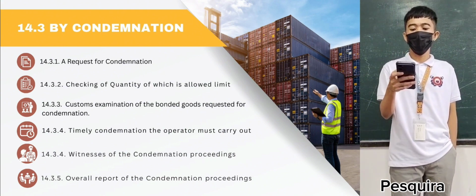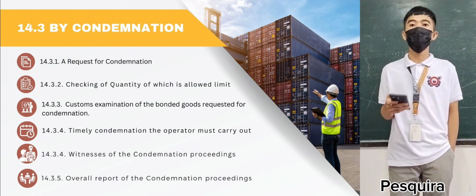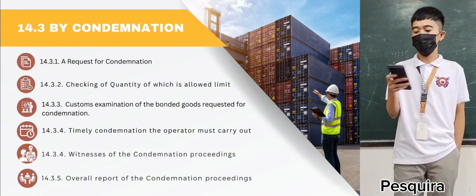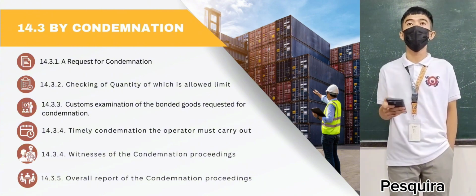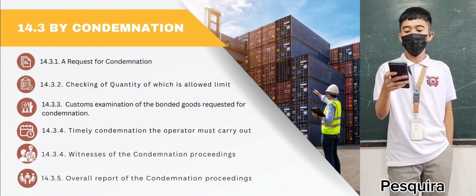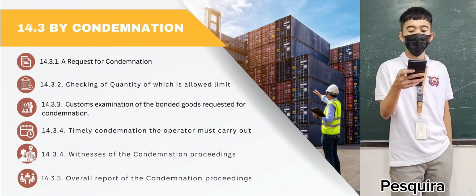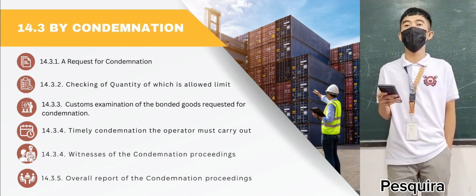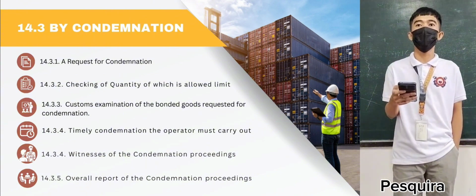So there are witnesses to the proceedings. The condemnation process must be witnessed by the assigned warehouseman, representatives from the auction and cargo disposal division, as well as other relevant offices of the Bureau and other concerned government agencies.